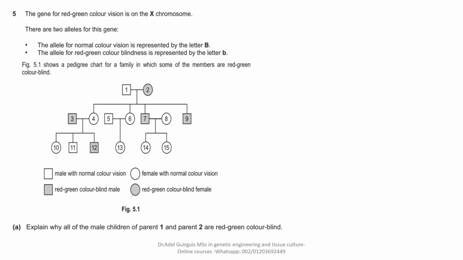Number 5, the gene for red-green color vision is on the X chromosome. I mean, this example represents a sex-linked trait. There are two alleles for this gene.